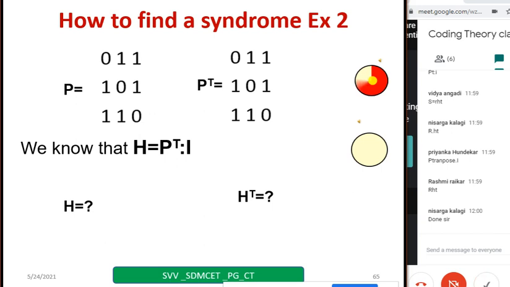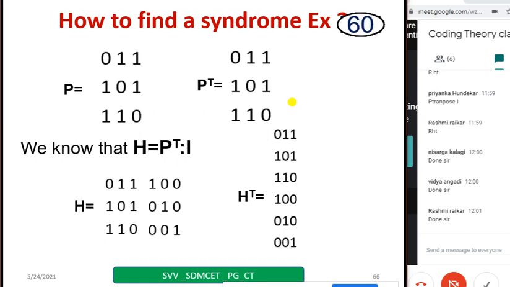Very good. Nisarga has completed H transpose. If all are done, then it will be easy for me to go to the next. So let me show you the H transpose. Compare what you have written in your notebook with this H transpose. If both are the same, then it will be good. Just cross verify, take 10 seconds. Priyanka told both are the same, sir. Thank you. Then now let me go to the next.